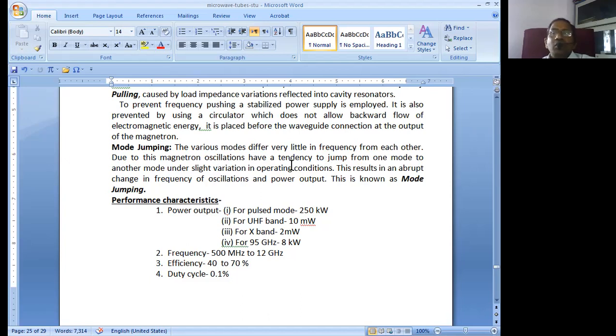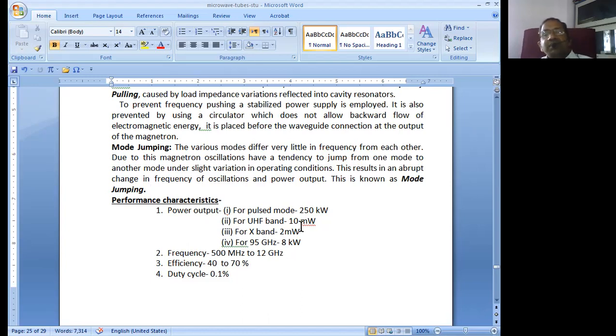Load is going to be another operating condition. By changing these two, the mode is also going to change. If the mode changes, obviously the frequency of oscillations is also going to change. So this results in an abrupt change in the frequency of oscillations and the power output. This is known as mode jumping. This mode jumping is also going to be a critical performance criterion for the operation of the magnetron.